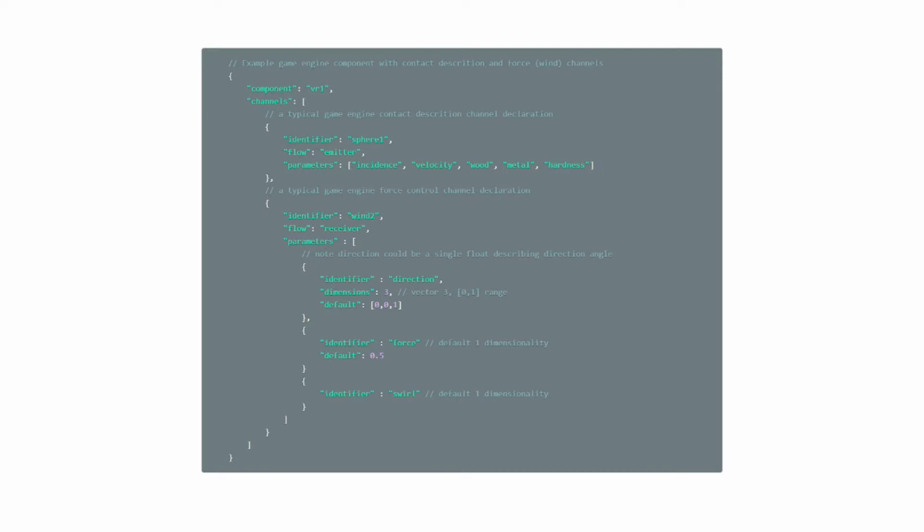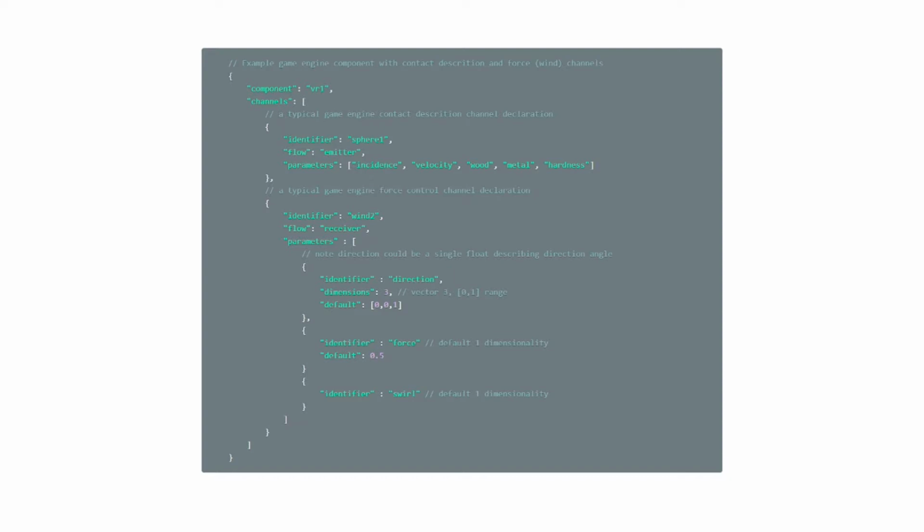For example, here we have a VR component declaration which has two channels. The first channel is identified as sphere 1. It's got a flow that's emitter, which means it's an output channel which emits descriptive information about the system. It's got 5 parameters which describe the different aspects of the collisions with the sphere, so how hard the collision is, what the angle of incidence is, and the texture and material of the sphere at the point of collision.